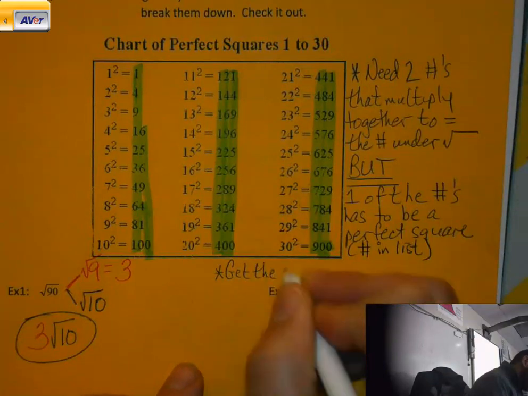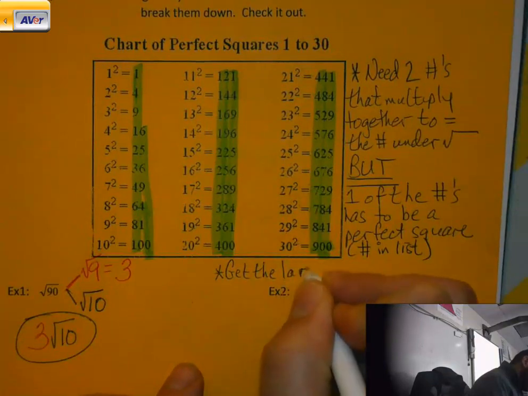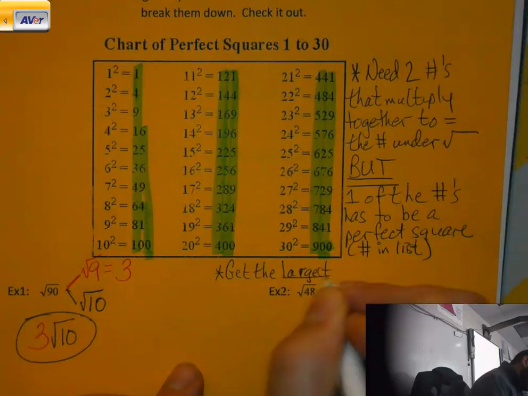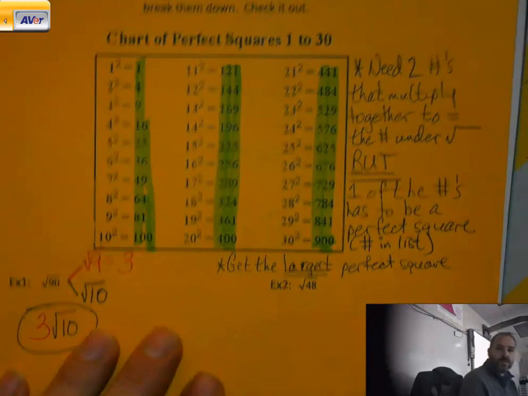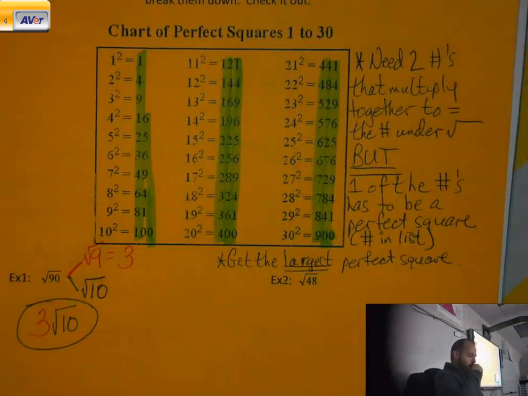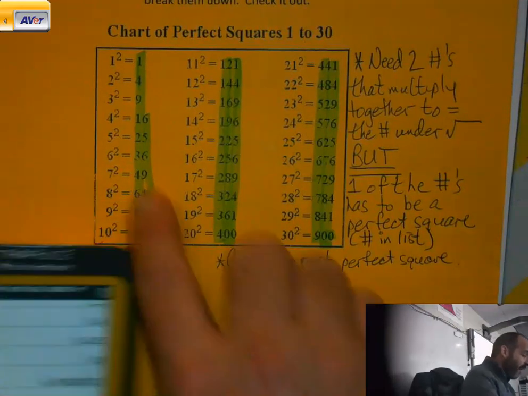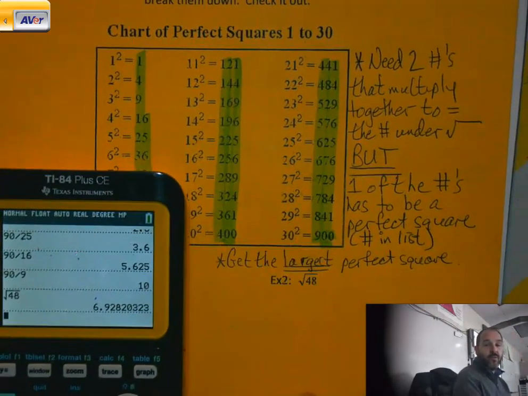Get the largest perfect square. Well, why is that important? Excuse me. If I don't get the largest one, then I'm going to have to do it twice. Who wants to do it twice? I don't want to do it twice. So, when I'm looking at 48, again, if I'm not sure which number in the list I think is going to divide into 48 evenly, find the next largest number that will still go in.